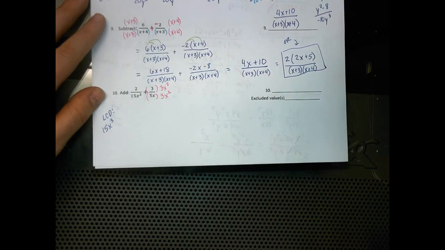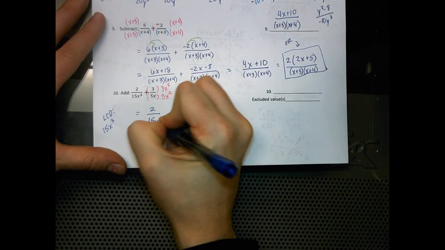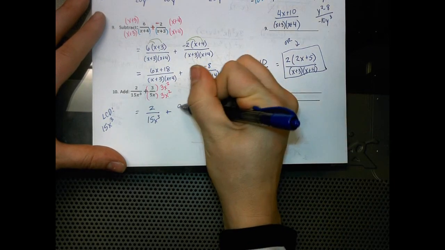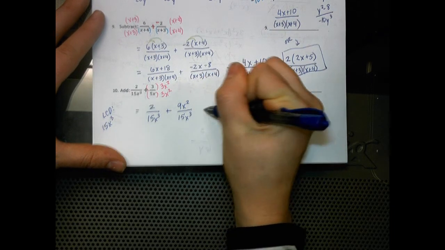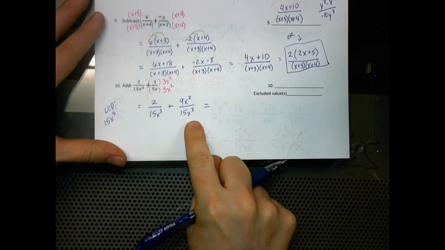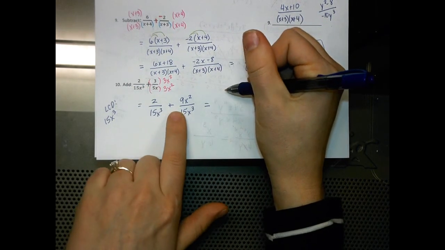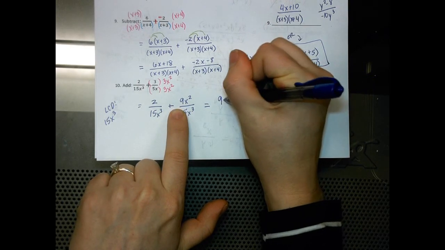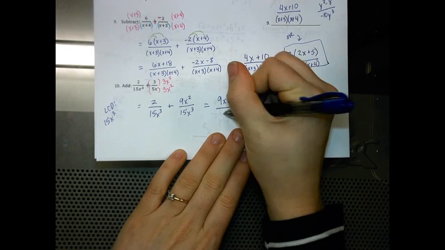So this is equal to 2 over 15x cubed plus, good, 9x squared over 15x cubed. Once my denominators are the same, I add my numerators. Let's go ahead and put it in standard form. Which of these terms is going to go first? 9x squared plus 2 over 15x cubed.